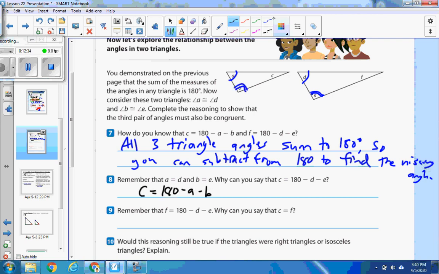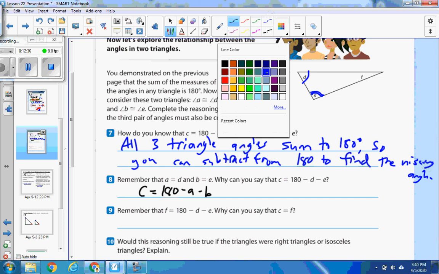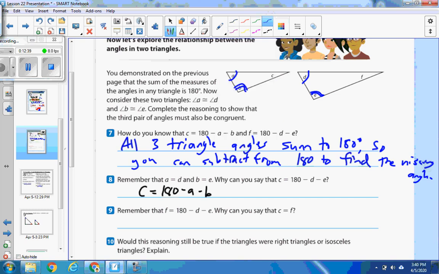But if A and D are equal to each other, which it says right here in the front, then you could replace it. You could replace D in the place of A. If B and E are equal, you can put E in the place of B, because they're equal. They're the same thing, just replaceable. So that would mean that C is equal to 180 minus D minus E, which is what is said there in number 8. So it's called substitution. We're just substituting it.